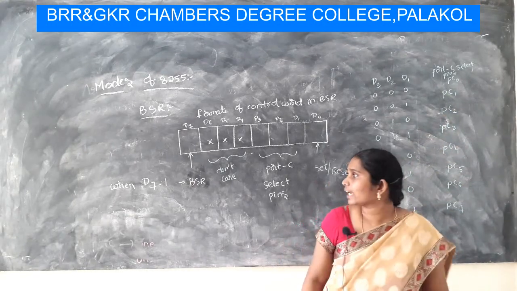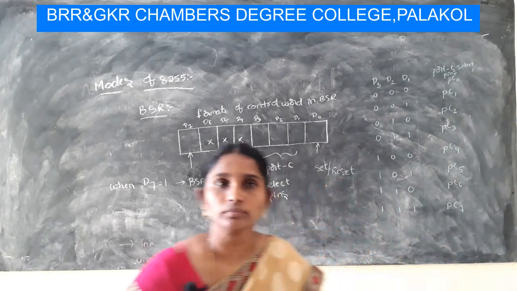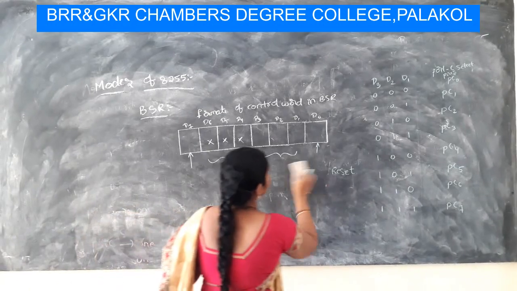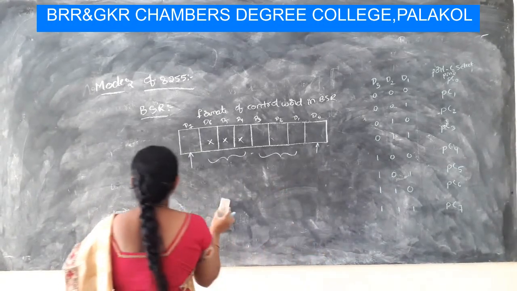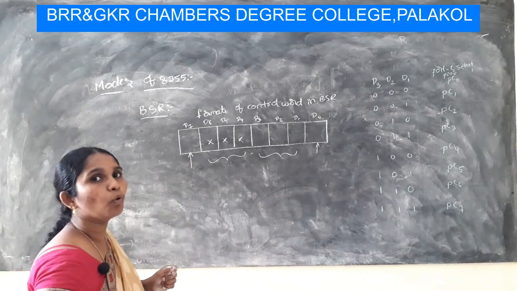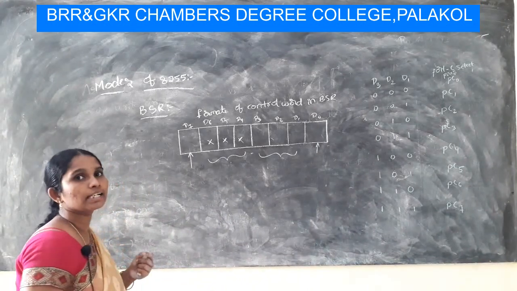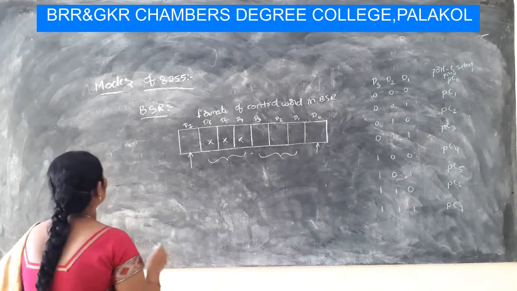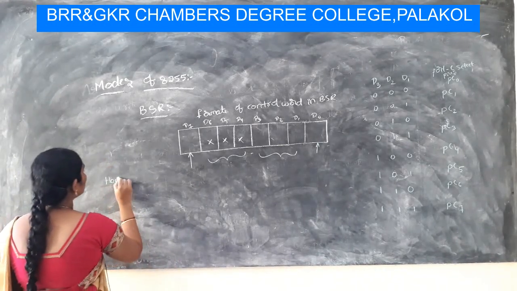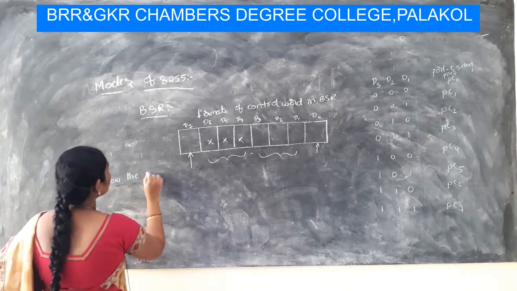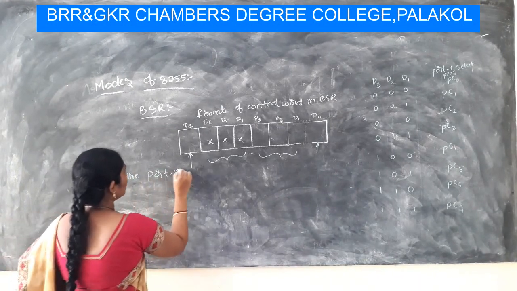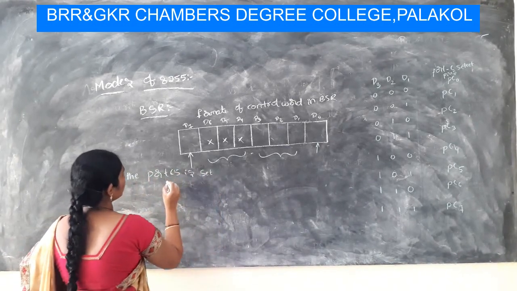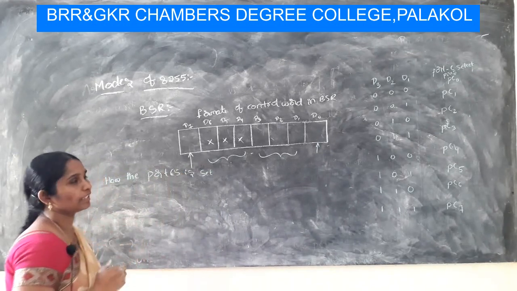Okay. Now I consider an example. Here port C5 is set. How is port C5 set?